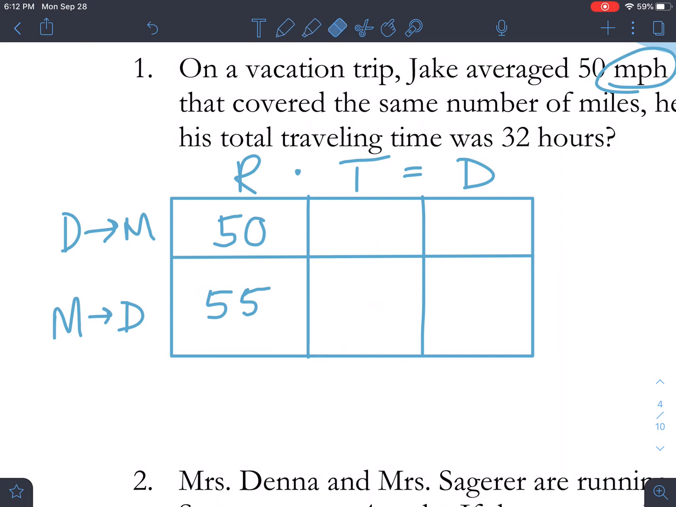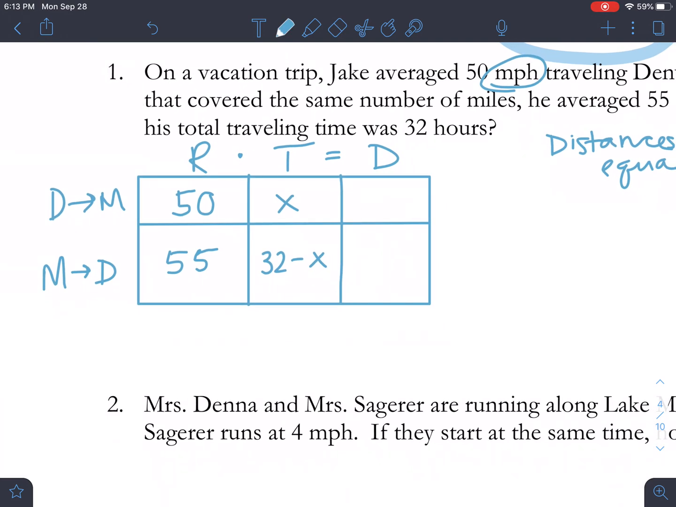So what we're going to do is name one of them x. We can name this one x. If that took him 10 hours, then this is going to take him 32 minus 10 hours. So when you have a total time, you want to name them x and then the total minus x. Like I said, if this was 15, and then you did 32 minus 15, this would be 17, so that would add up to 32.